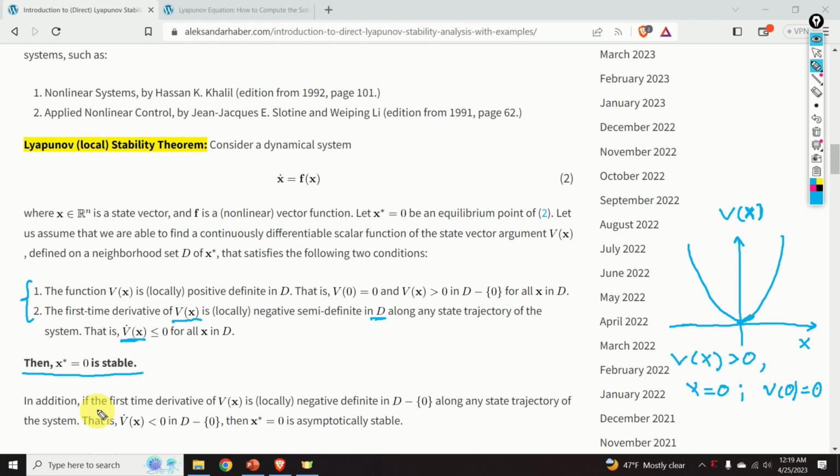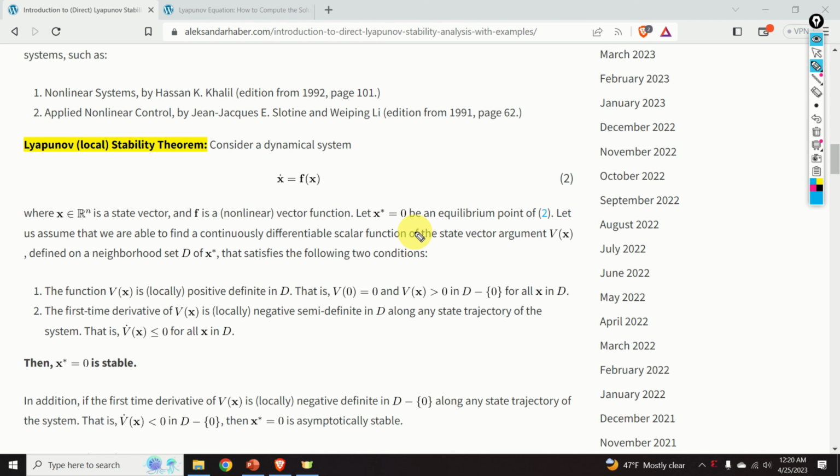In addition, if the first time derivative of v of x is locally negative definite in the domain, that is, if v dot of x is always smaller than 0, then the equilibrium is asymptotically stable. Of course, when I say this, I don't mean that this condition should be satisfied at x star equal to 0, so keep this in mind. If this condition is satisfied, then the equilibrium point is asymptotically stable.